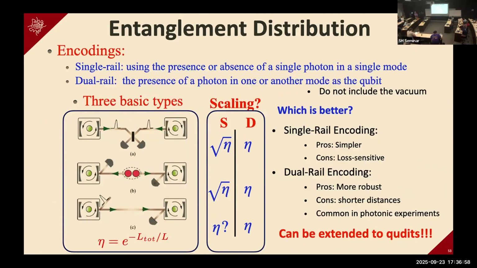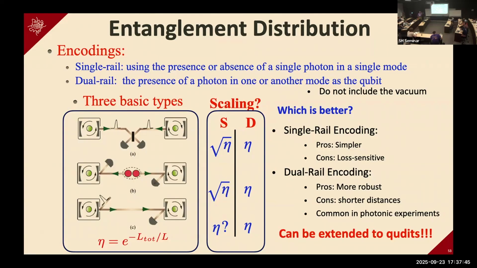So of these three basic plans, which one is better? When I think about this single rail or dual rail encoding, I can just write down how the scaling is. Emitter, I know square root of eta for single rail, eta for dual rail. The same for the receiver model, or absorption model. When I come down to one of each, single rail has less noise.